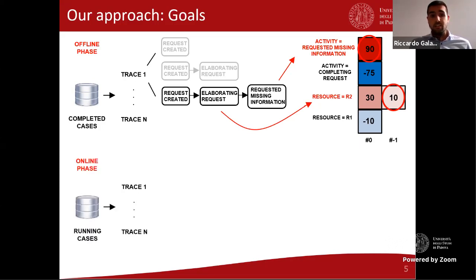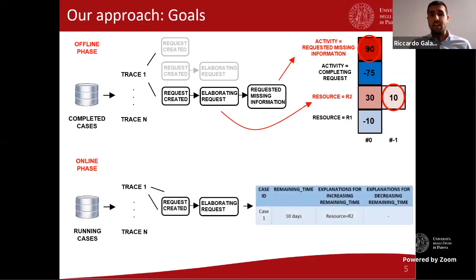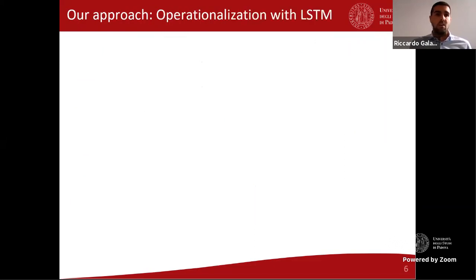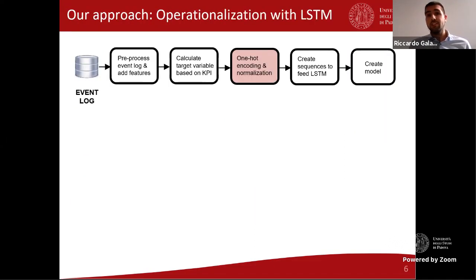Then in the online phase, for each running case, we provide a prediction of a remaining time, for example, and an explanation for increasing or decreasing this particular KPI. Our approach is totally generic and model agnostic, so it can be applied on top of every possible algorithm. But here we decided to operationalize it with LSTM, since it has been proved to achieve very great results in accuracy. The pipeline is rather standard, so I won't go into the details here.